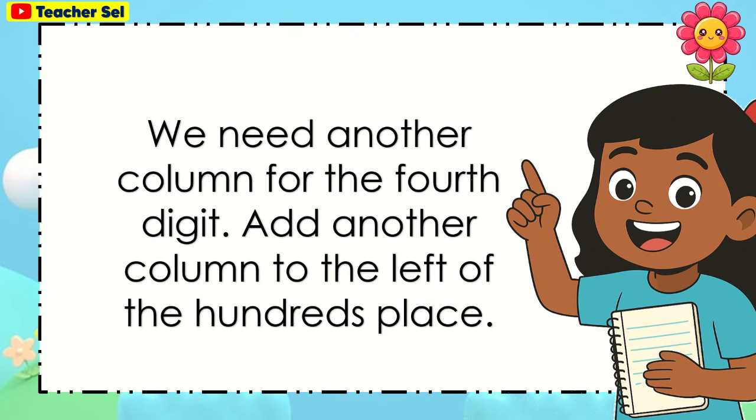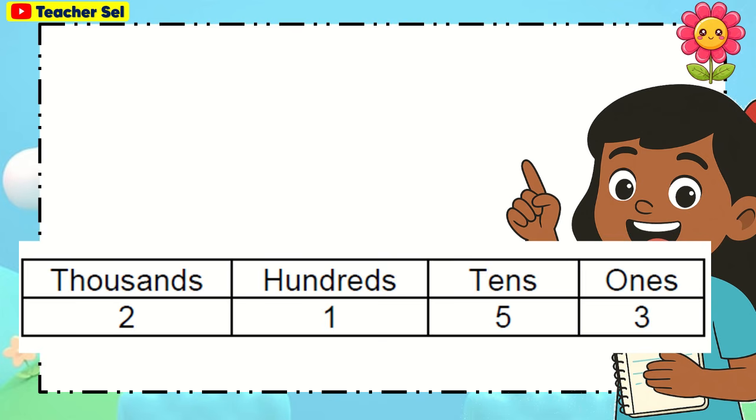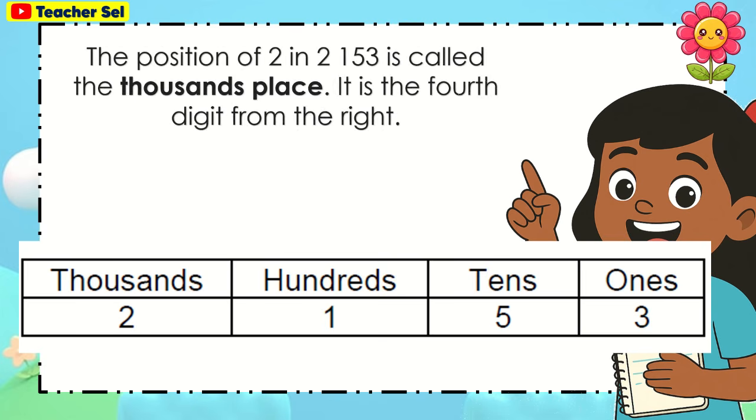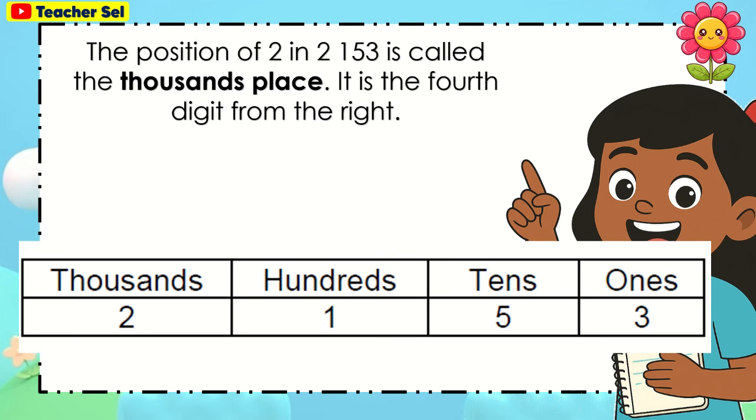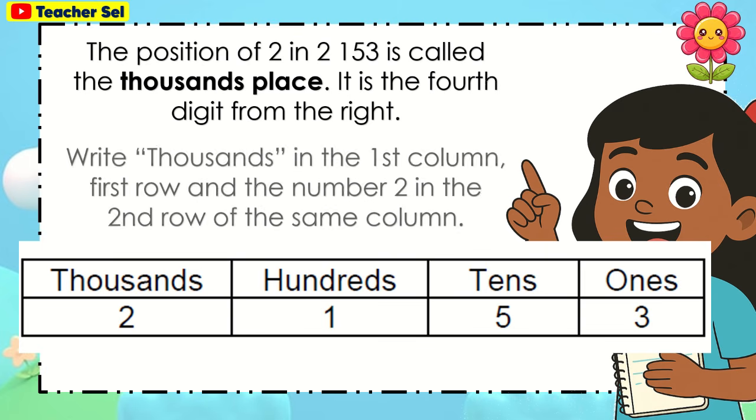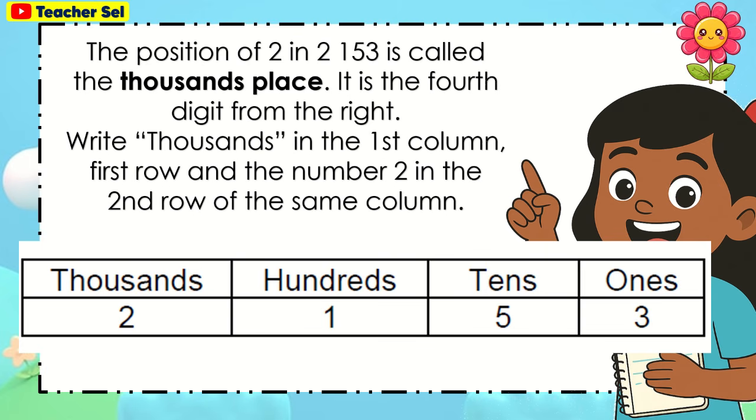We need another column for the fourth digit. Add another column to the left of the hundreds place. The position of 2 in 2,153 is called the thousands place. It is the fourth digit from the right. Write thousands in the first column, first row, and the number 2 in the second row of the same column.